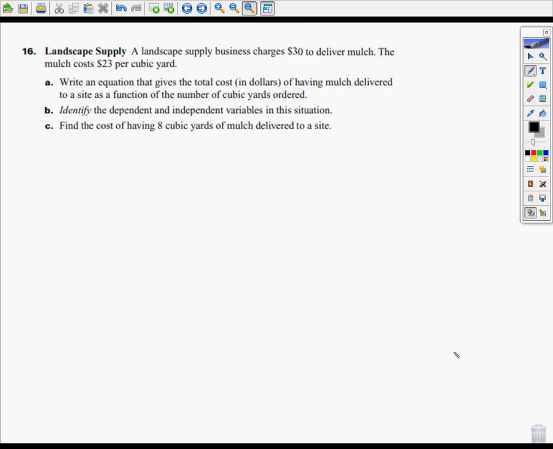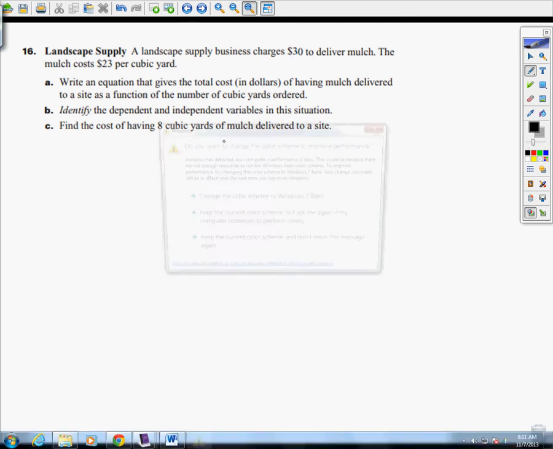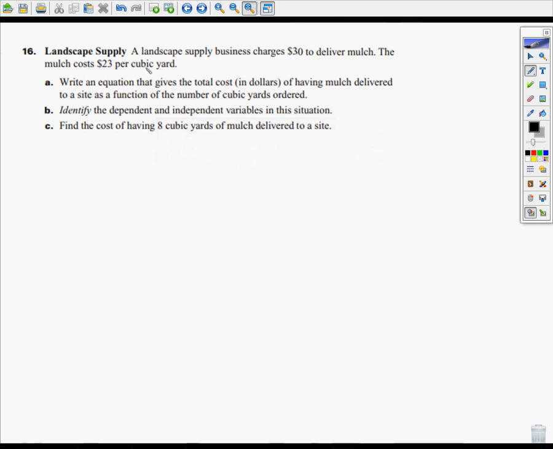Oh, look, story problem, so we're almost done. Landscape supply. A landscape supply business charges $30 to deliver mulch. The mulch is $23 per cubic yard. Write an equation that gives the total cost in dollars of having mulch delivered to a site as a function of the number of cubic yards ordered. So we have to figure out which is my rate of change, which is my y-intercept. And the y-intercept is always the starting point. It's the value that's not going to change. So in this case, it's $30 to deliver the mulch.